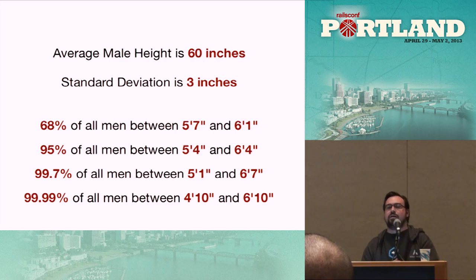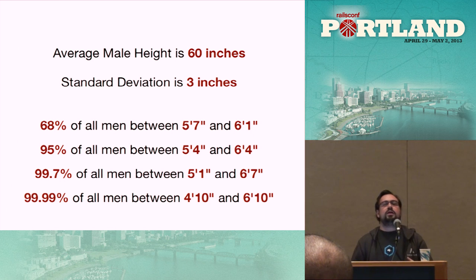So if the average male height is 60 inches and the standard deviation is 3 inches, this distribution behaves like you would expect. 68% of all men are between 5'7 and 6'1, et cetera. And by the time you even get to 4'10 to 6'10, you're getting to a very tiny percentage of people that are outside of it.